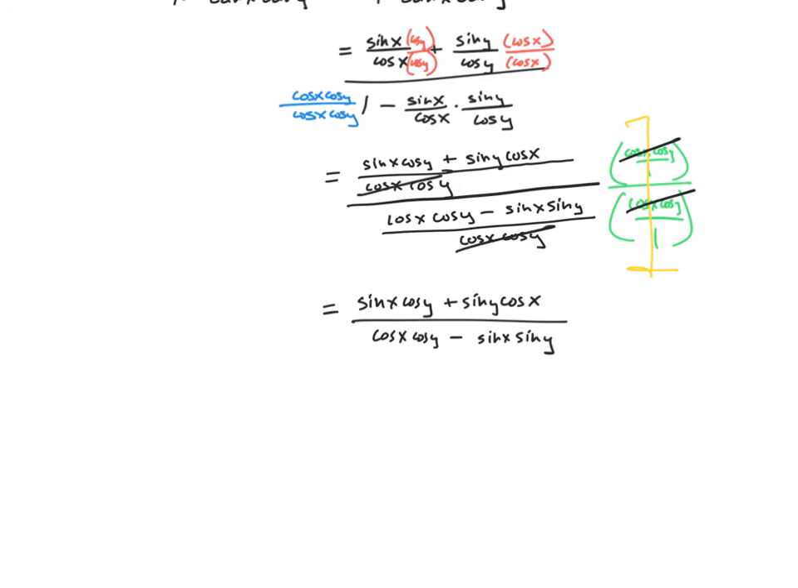So it all came down to figuring out what to do with this. And what I did was I multiplied the denominators. What you could have done is you could have taken this fraction and multiplied it by this reciprocal, and you'd get the same thing.